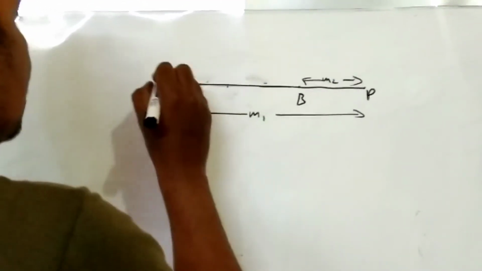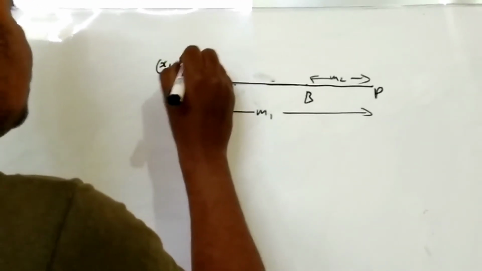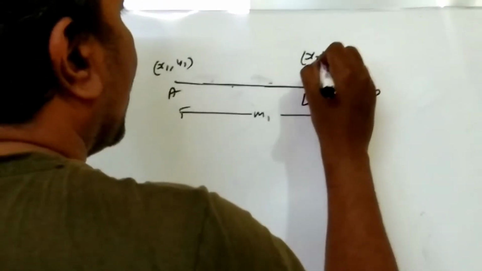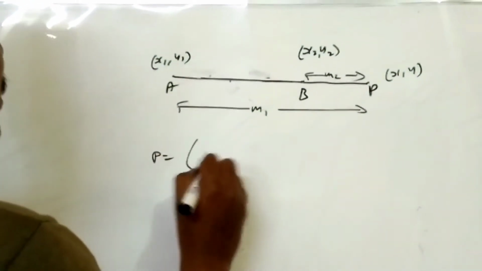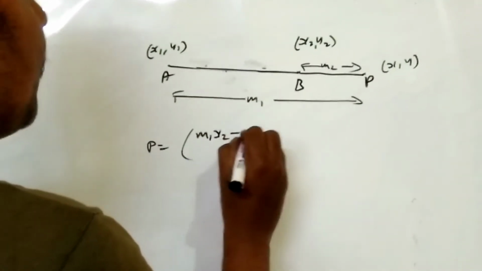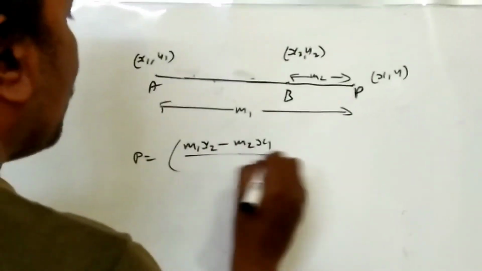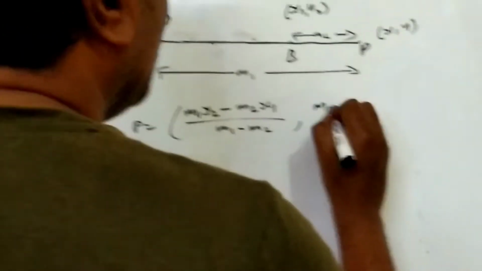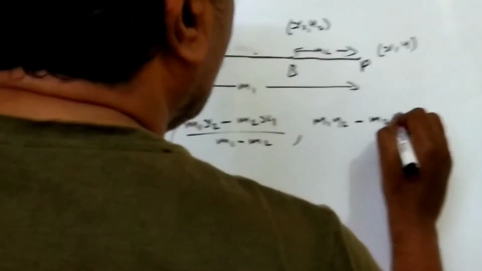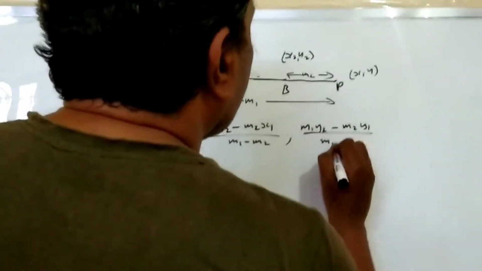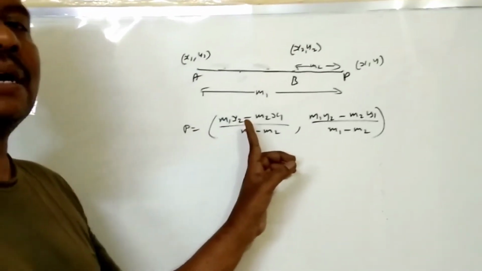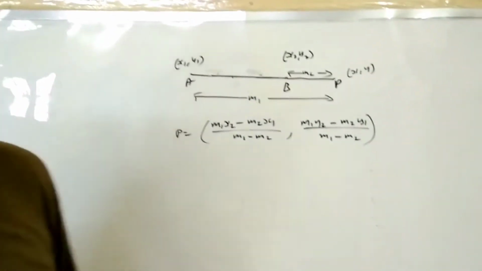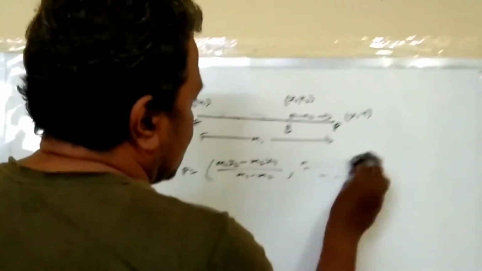Here the coordinates are x1, y1, and this is x2, y2, and this is x comma y. So the coordinates of P are: x coordinate equals m1 x2 minus m2 x1 by m1 minus m2, and y coordinate equals m1 y2 minus m2 y1 by m1 minus m2. Internally we have to keep plus. Externally we have to keep minus. Okay. So we are going to derive this. How to derive this?